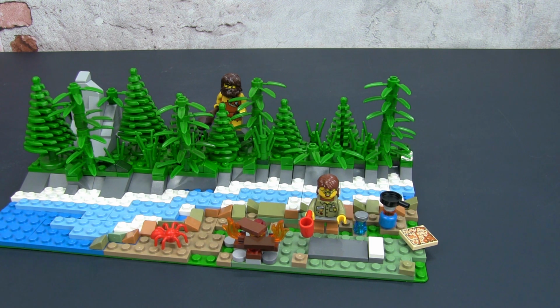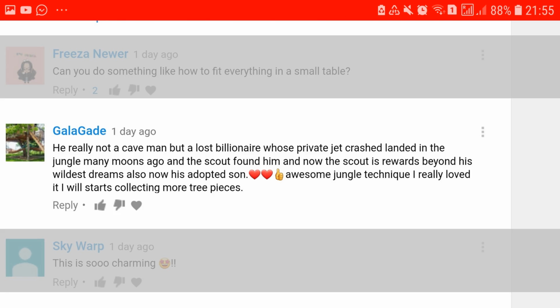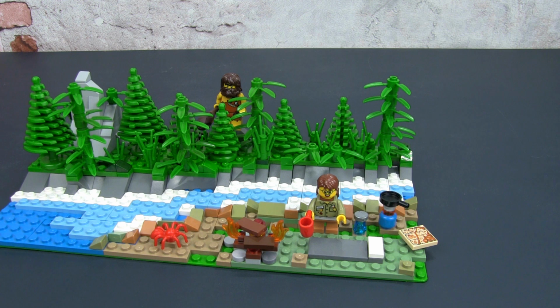But I think the most creative story comes from Galagade. She wrote, "He's really not a caveman, but a lost billionaire whose private jet crash landed in the jungle many moons ago. And the scout found him, and now the scout is rewarded beyond his wildest dreams and also adopted as the billionaire's son." That is really creative and really plausible. I do like that particular story.